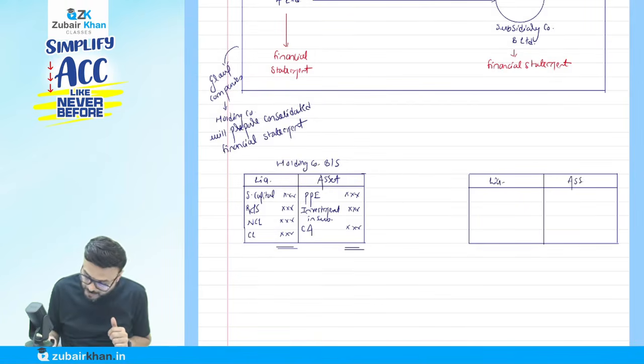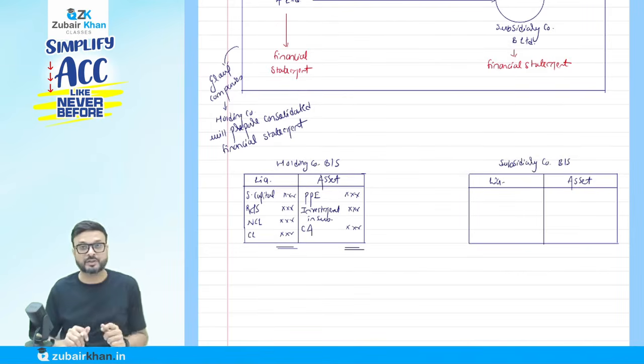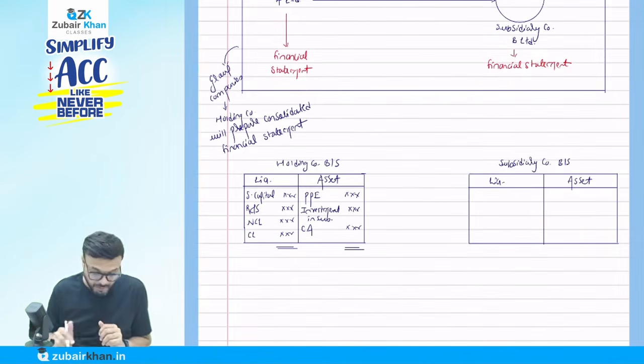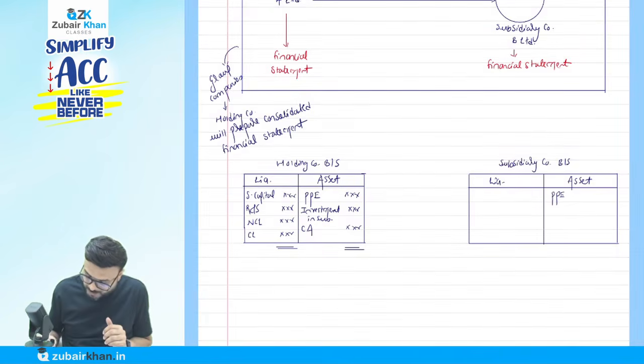So this is the liability and asset side of the subsidiary company balance sheet. Now they have their property, plant and equipment, suppose here. They have their current asset here. They have their share capital, reserve and surplus, then we have non-current liability, then the current liability.